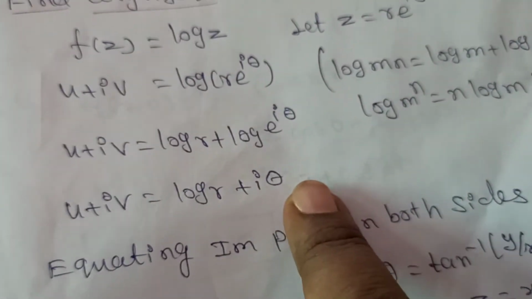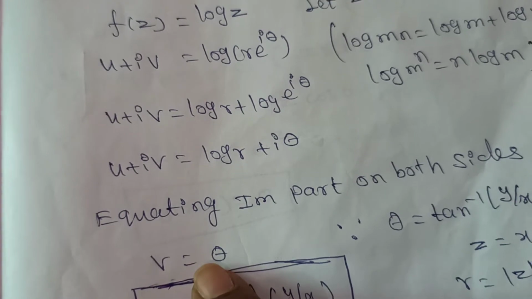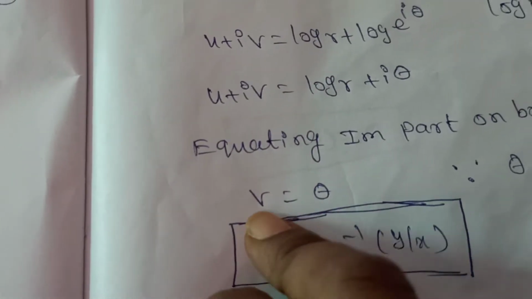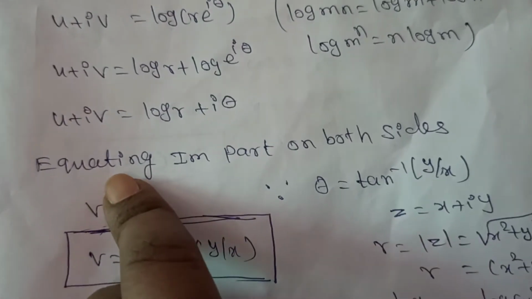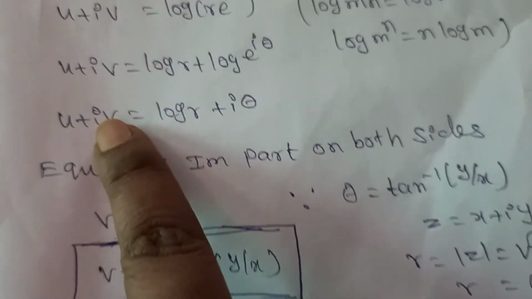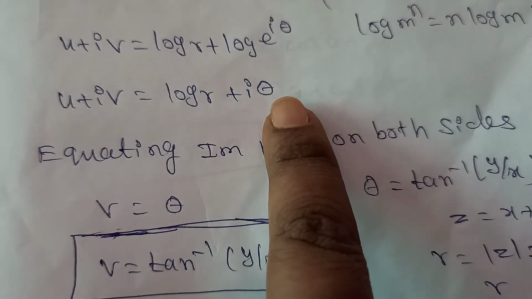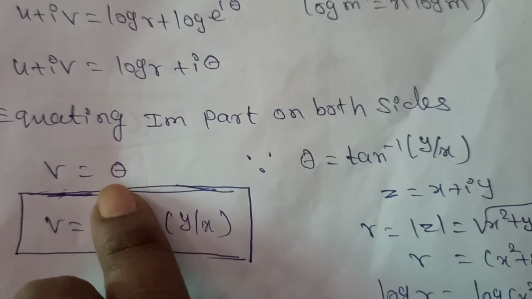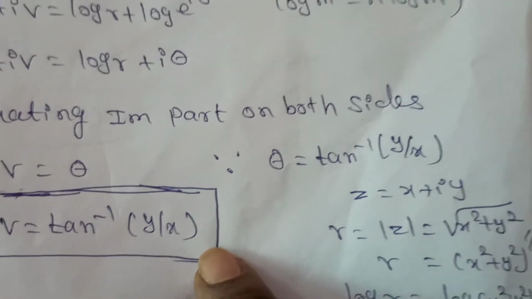Okay, and next find the conjugate. What do you have to find for the conjugate? That is to find the v value. To find the v value, equate the imaginary part. Now equating the imaginary part on both sides, the left side imaginary part v is equal to the right side imaginary part theta, that is v is equal to theta. Okay, so for the theta value, you know the formula, theta is equal to tan inverse of y by x.